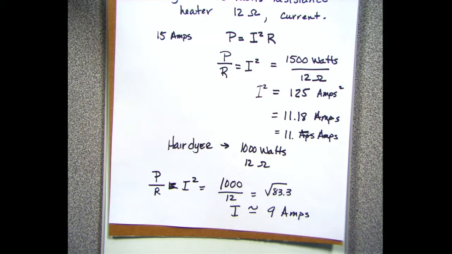Some houses have 20 amp breakers. Some houses have 15 amp breakers. Some houses only have 10 amp breakers. So my little resistance heater is not going to work so good on a 10 amp breaker. So I can't put two resistance heaters on my circuit. So we have an issue.